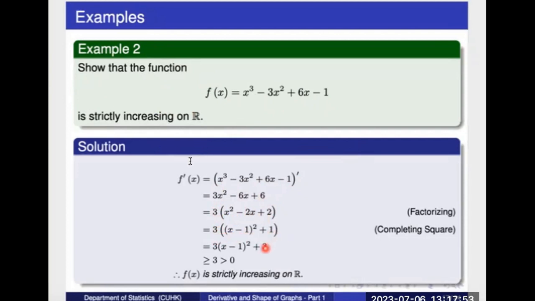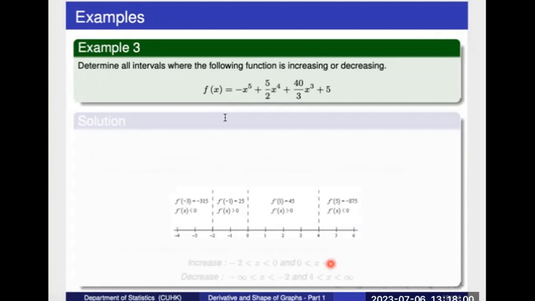Now we can see that the derivative is always positive, because it is a product of a positive number 3 and a perfect square added to another positive number 1. Therefore, f is strictly increasing on the real numbers. The third example asks us to determine all intervals where the following function is increasing or decreasing.